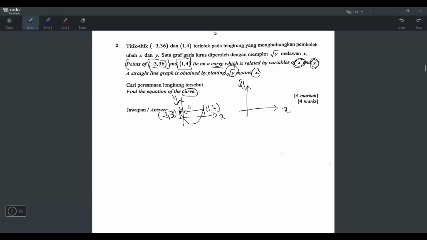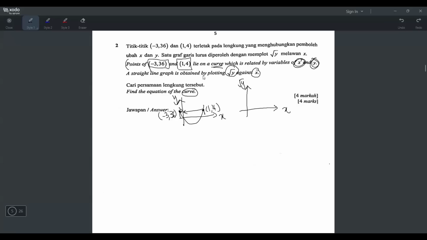This one is just drawn for us to understand. Okay, don't worry too much about the placement or the position or the accuracy. Who cares, right? We just want to understand the concept. We just want to understand the question. So what we care about is that the curve passes through these 2 points. That's what we care about. So this is y against x.